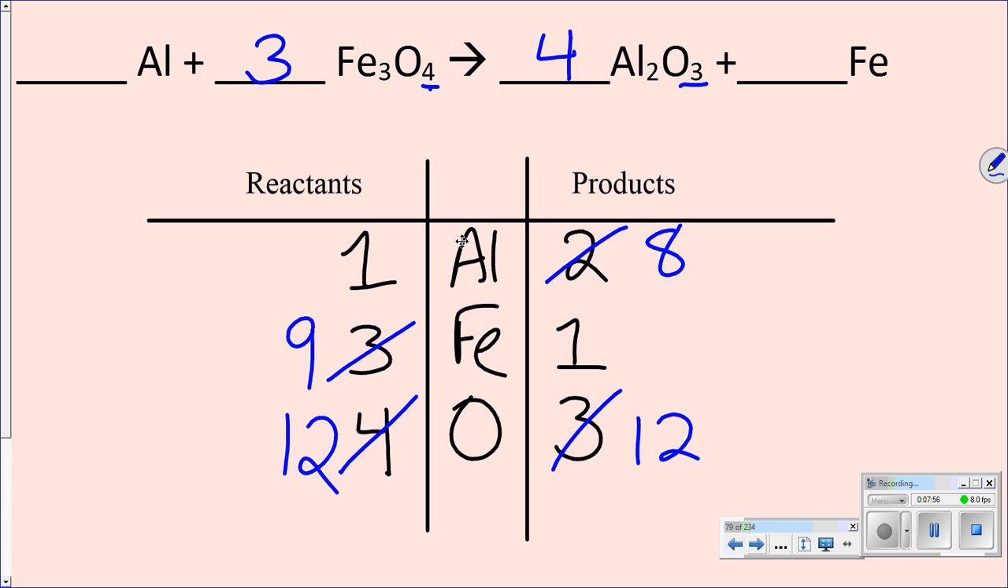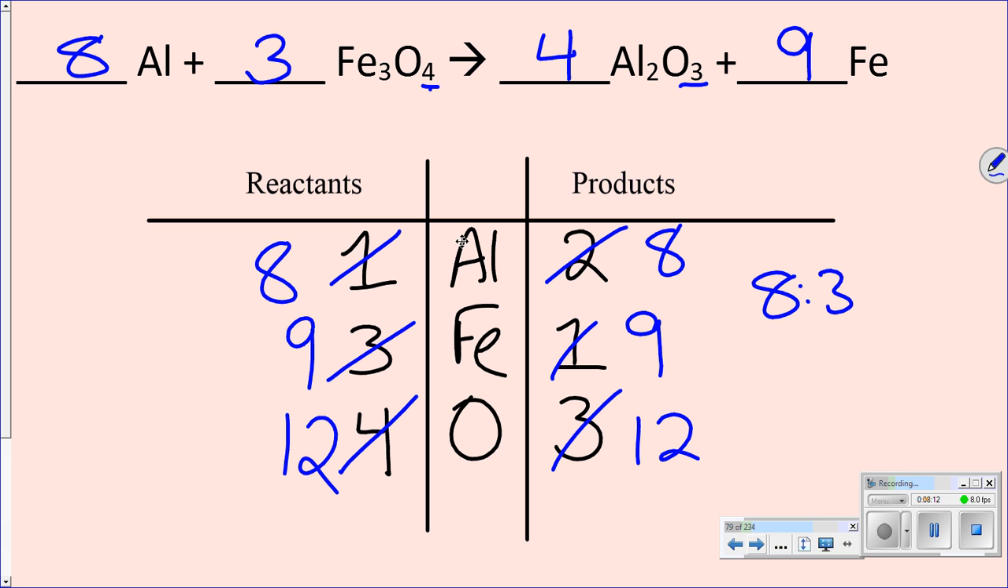Fixing iron and aluminum is really easy. I need 9 irons, and I need 8 aluminums. And you may be like, wow, those are big numbers. They are. But what we want to check for is really just if our coefficients are the lowest whole number ratio. We have a ratio of 8 to 3 to 4 to 9. There's nothing we can divide all of those by. So even though these are larger numbers, they're fine because they are in a lowest whole number ratio.